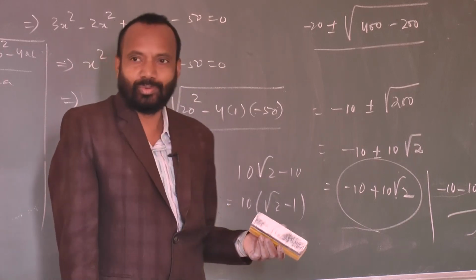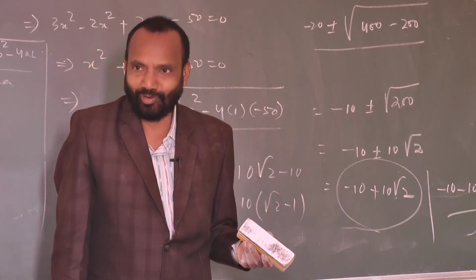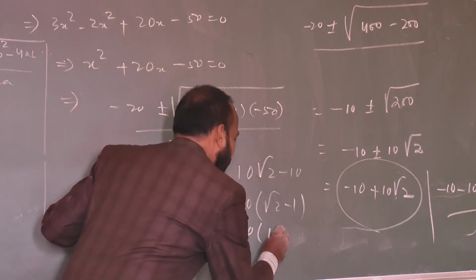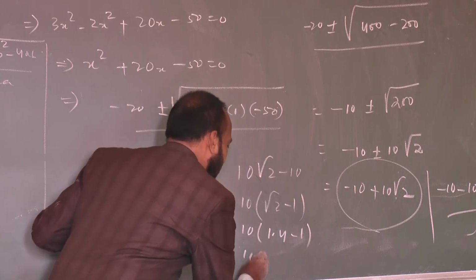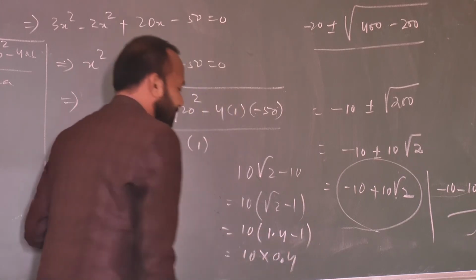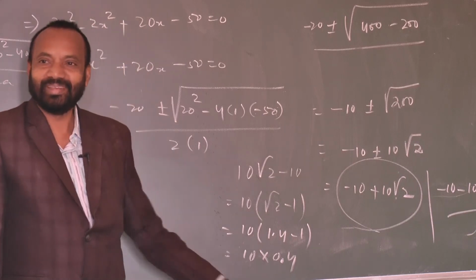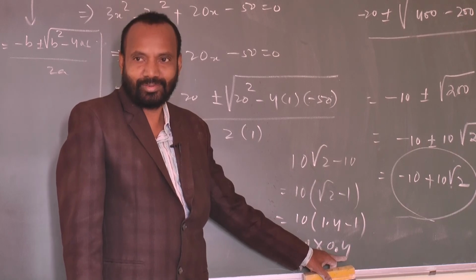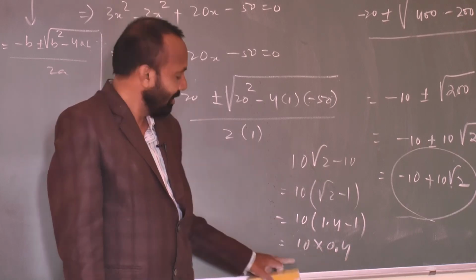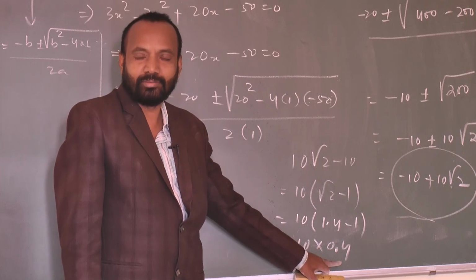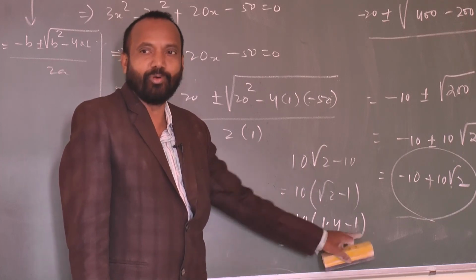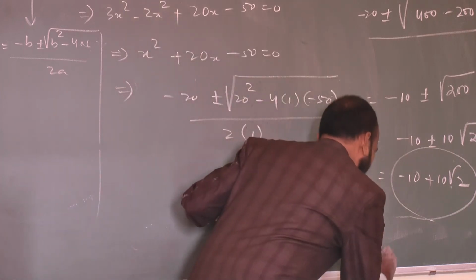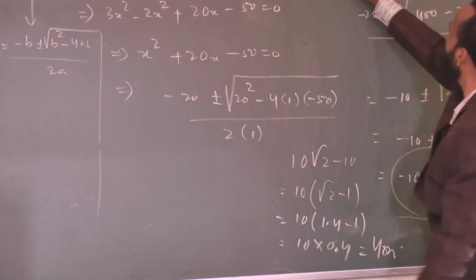What is root 2? 1.414. Let it be 1.4. So 10 into 1.4 minus 1, that is 10 into 0.4. How much? 4. Not able to understand? 0.4 is 4 by 10, so the 10 can cancel. How much? 4 meter. That means the total distance is 5 meter.